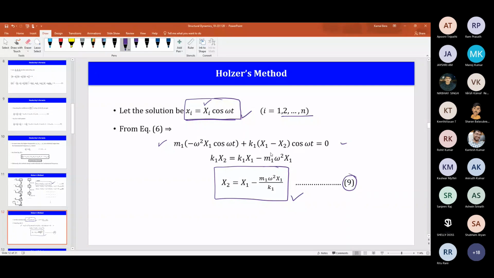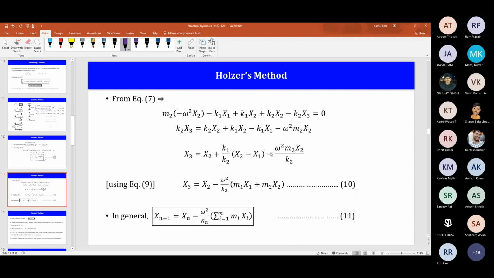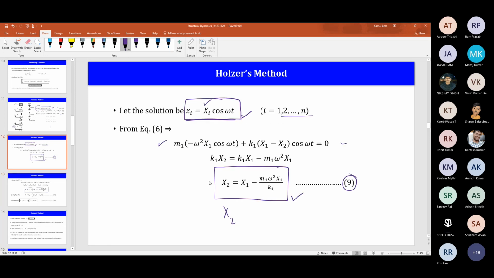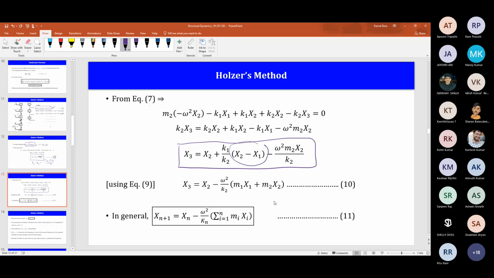Equation number 1. Correct? Now I'll move to equation number 2. Substitute the assumed solution, that is equation number 7. If I go there, I'll get x2 is equal to this. Then using equation 9, from here I will substitute x2 minus x1 equals minus m1 omega square x1 by k1. Right? So this I will substitute in the next equation. Here x2 minus x1 I will substitute.